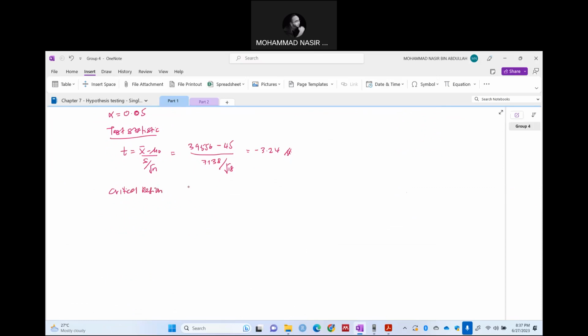Critical region. The critical region, the rejection area, is on the left, right? Because we are looking for less than. So this is negative t alpha with degrees of freedom, equal to negative t 0.05. The degrees of freedom is equal to n minus 1. So n is 18, minus 1, equals 17.